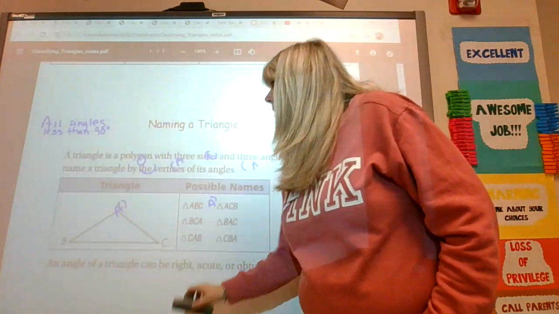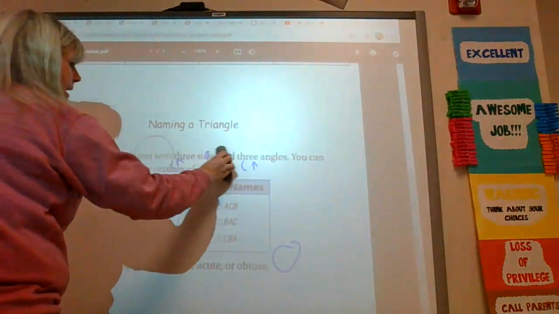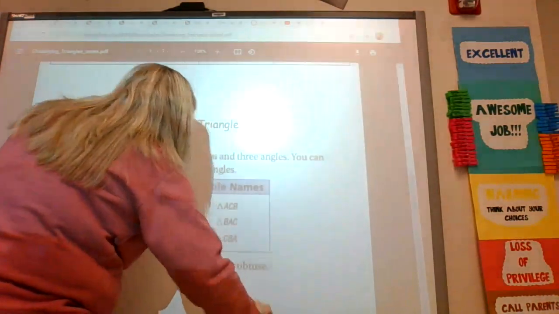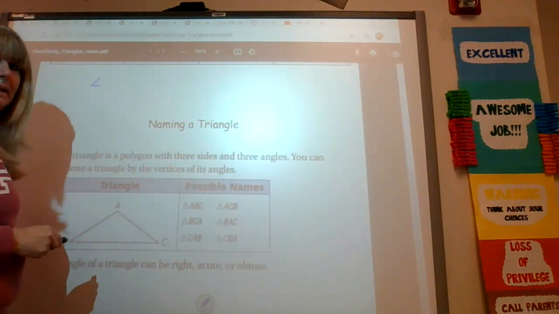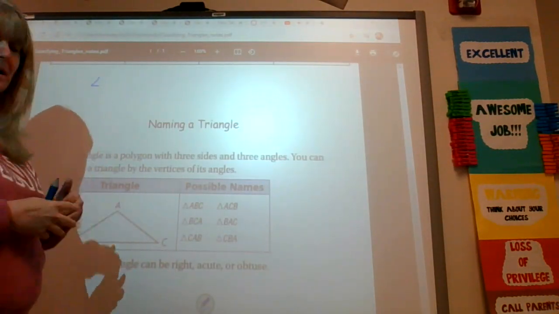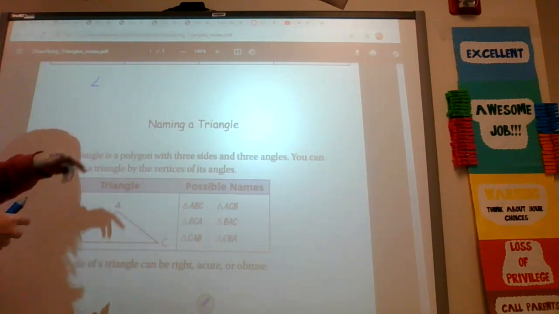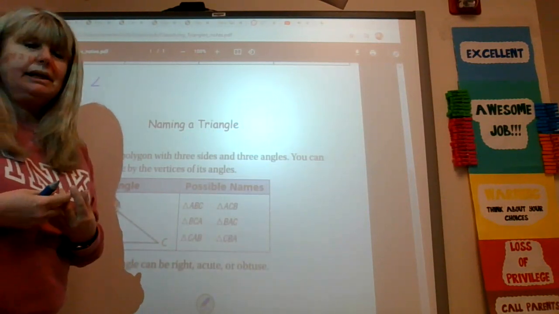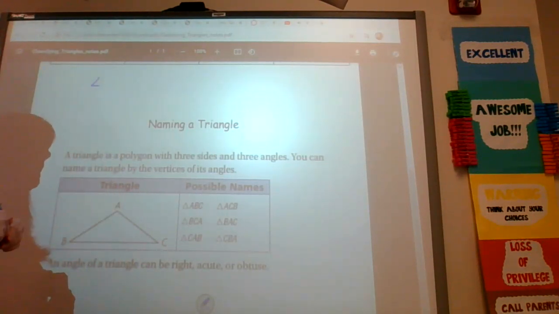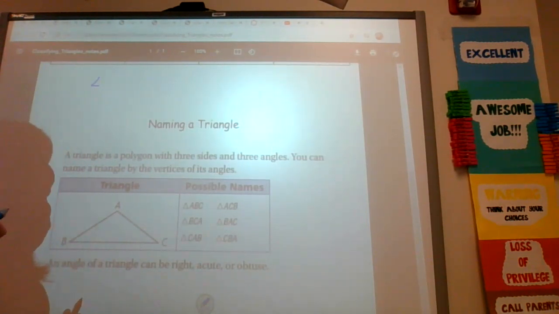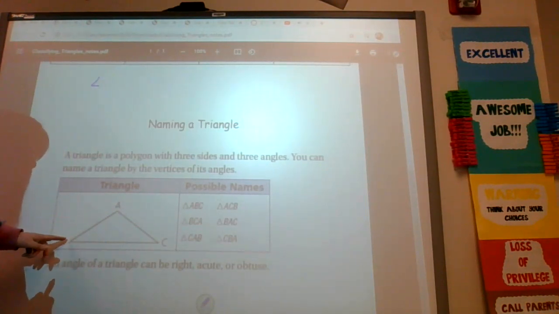Okay, when naming a triangle, now we talked about naming an angle. Remember the angle sign for naming an angle looks just like an angle. And we name an angle according to whatever points. The middle point is either going to be named by itself, the vertex or the end point, or you start with one to the other and you leave the middle one in the middle. So naming a triangle is the same way. A triangle is a polygon, a closed figure with straight sides. And it has three sides and three angles. And you name a triangle by the vertices of its angles.